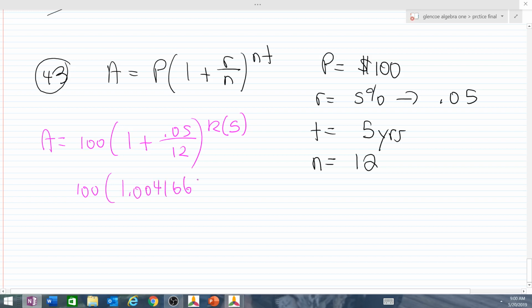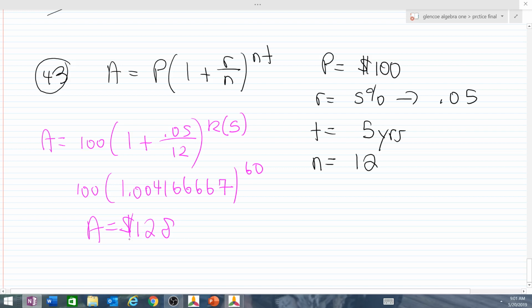It's not necessary to write this 1, 2, 3, 4. I think that's right. To the 60th power. Now take that to the power of 60. Now multiply it by 100, and you should get $128. Does that help? Okay.